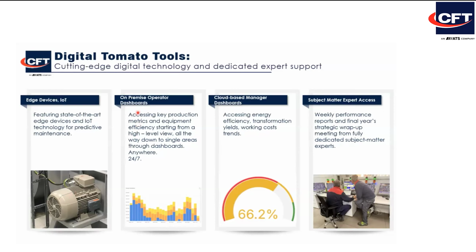The second tool is on-premise operator dashboards. A series of dashboards, as we will see in greater detail, accessing key production metrics and equipment efficiency, starting from a very high level all the way down to single areas and single machines, through dashboards which are very intuitive and very synthetic, and this can be done anywhere, 24/7.